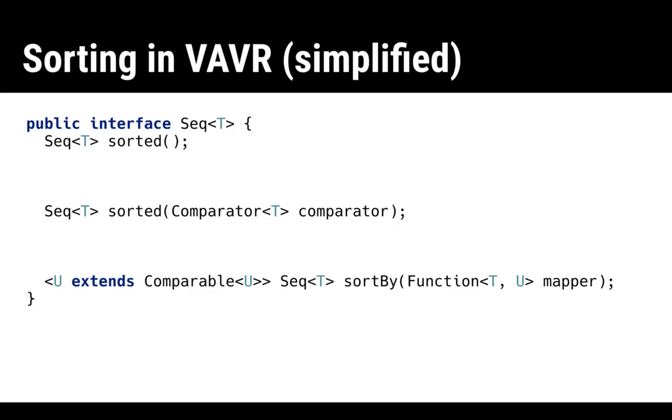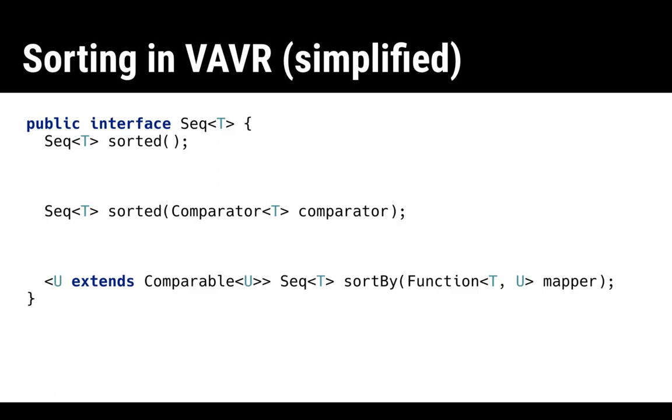So while you're programming with Vavr, Vavr has its own built-in sorting function. So you have a sequence, you can say sequence.sorted in several different ways. I've simplified the interface here to make it easier for the slides. You can go look at the Vavr code to see how the actual methods work.